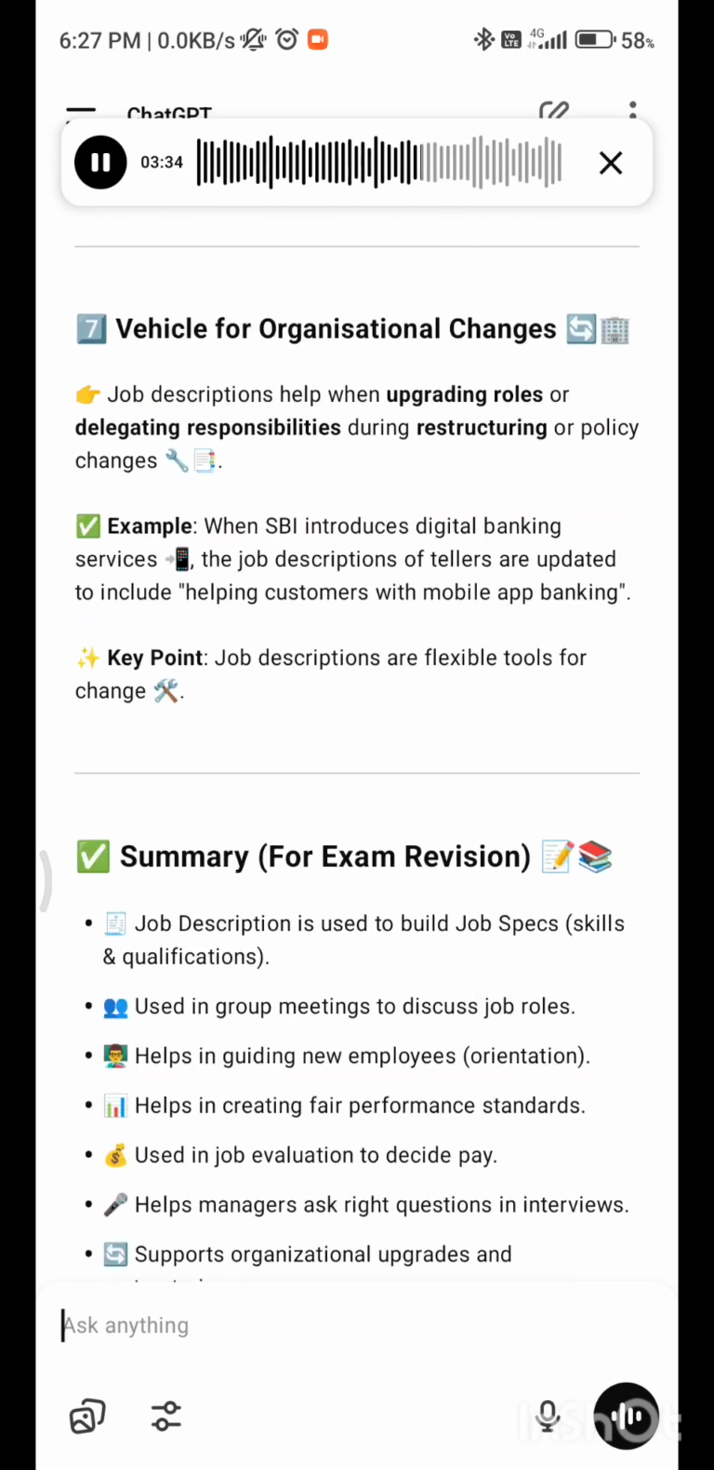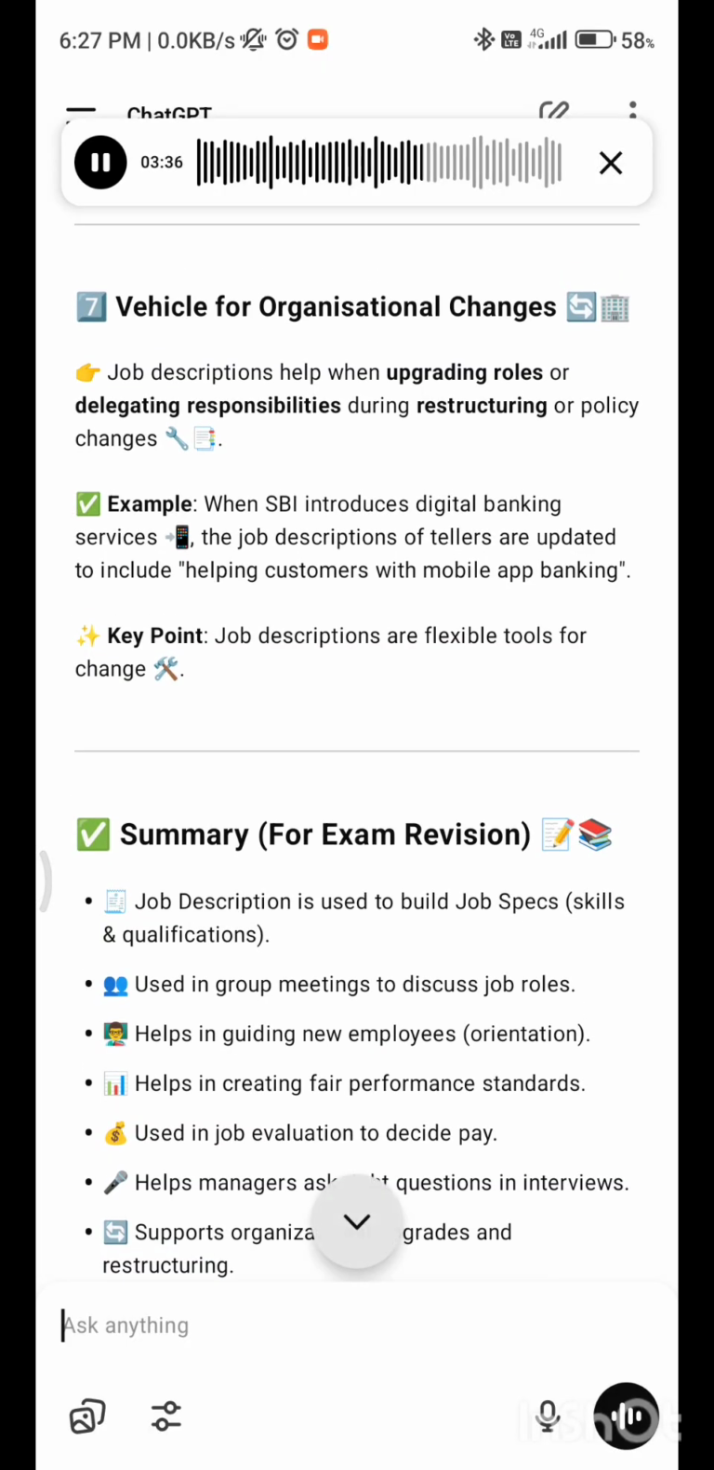7. Vehicle for organizational changes. Job descriptions help when upgrading roles or delegating responsibilities during restructuring or policy changes. Example, when SBI introduces digital banking services, the job descriptions of tellers are updated to include helping customers with mobile app banking. Key point: job descriptions are flexible tools for change.